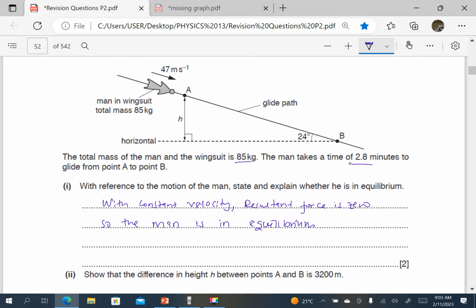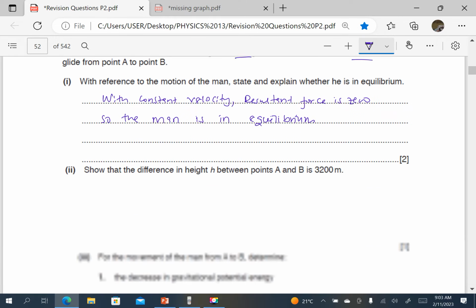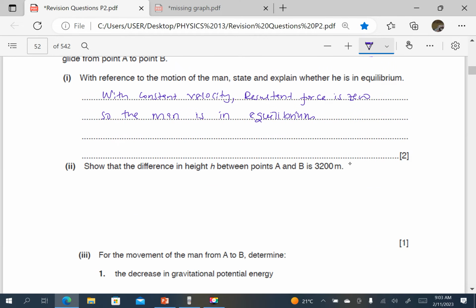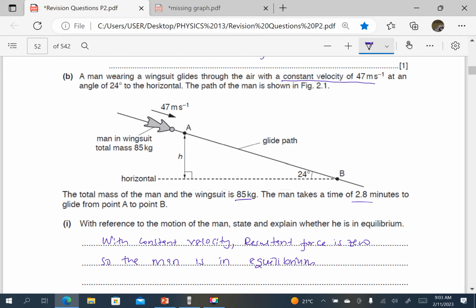So with a constant velocity, it means the resultant force is 0. So the man is in equilibrium. Show that the difference in height h between points A and B is 3,200. Difference in height h. So first of all, we can find the distance AB.